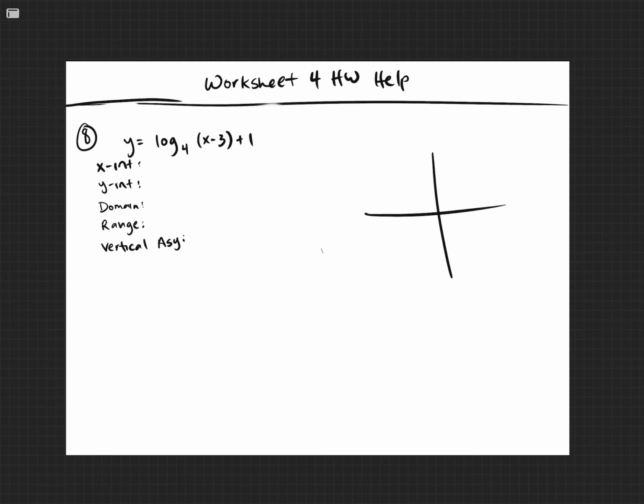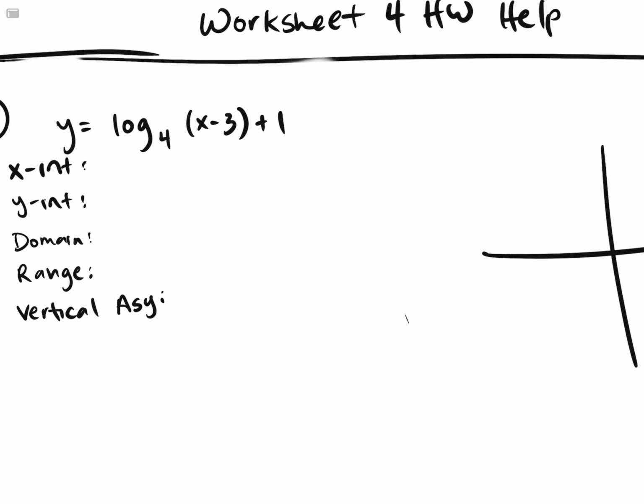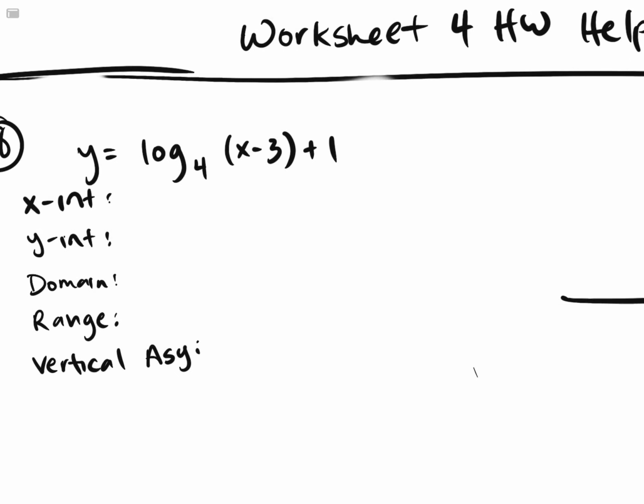All right, here's number 8 from our homework. Again, we're trying to do a graph here. Let me throw that XY axis on there. It doesn't have to be perfect here. What we want to do is find all of this information. Again, where we start is our translations.